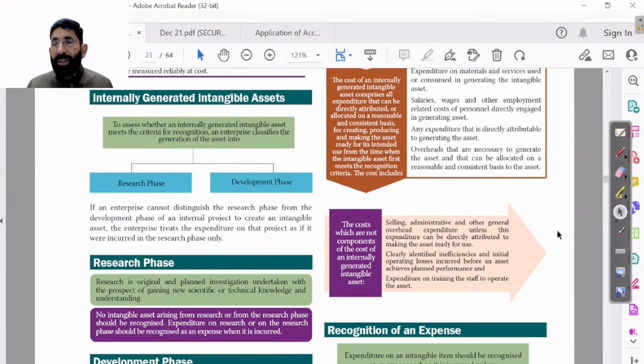What not to take: which expenses are not to be taken? Those which cannot be directly attributed. Selling, administrative and other general overheads, unless these can be directly attributable. So if it is directly attributable, it will be taken. If it cannot be directly attributable, it will not be taken. Training to staff to operate the asset will not be taken. Clearly identifiable inefficiencies and initial operating losses incurred before an asset achieves planned performance.